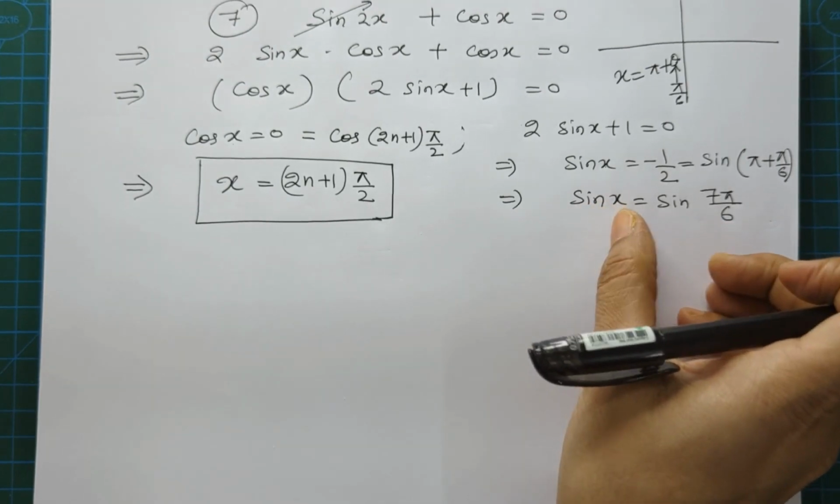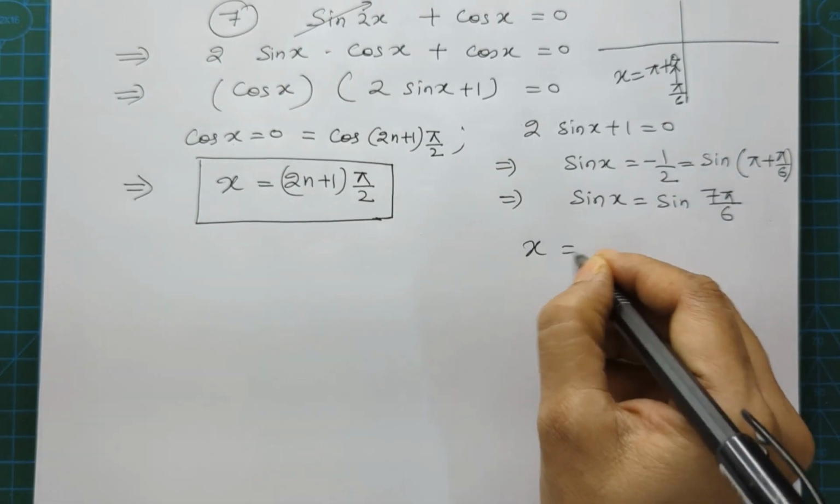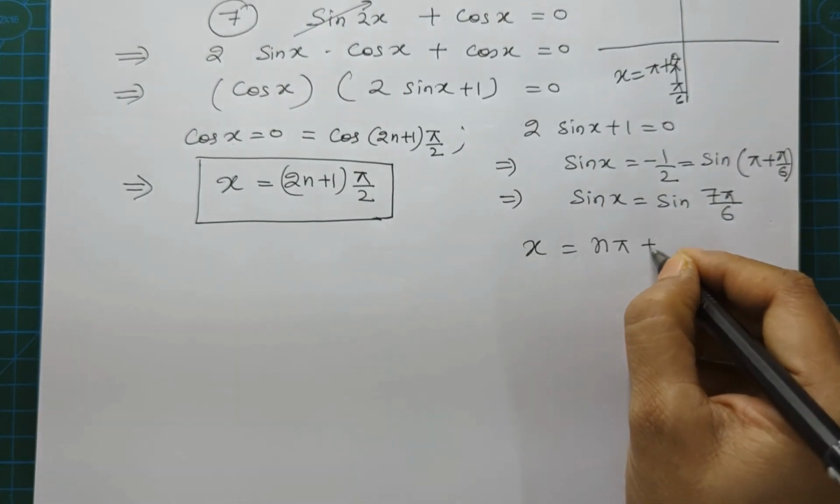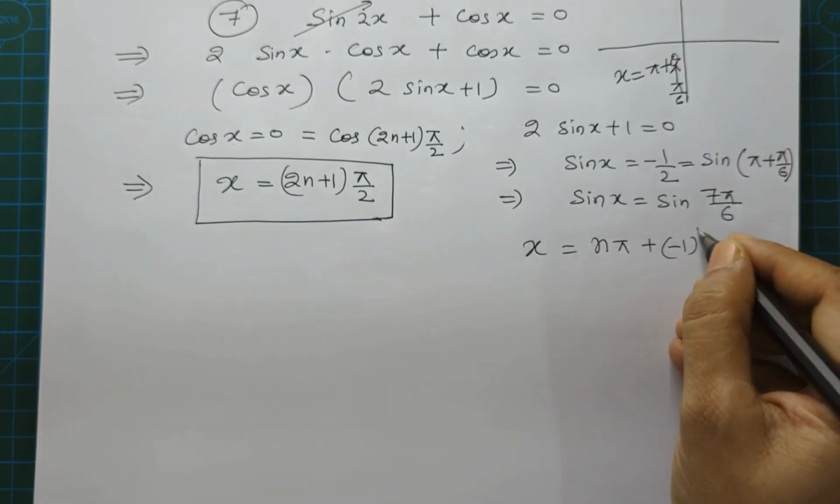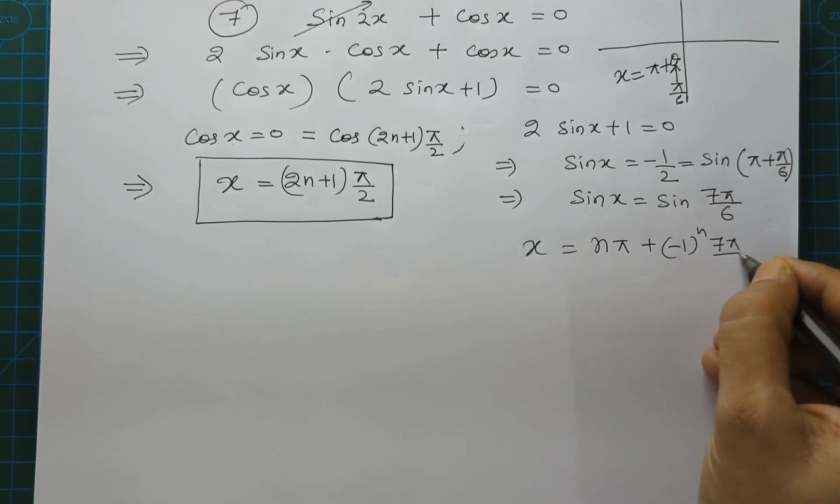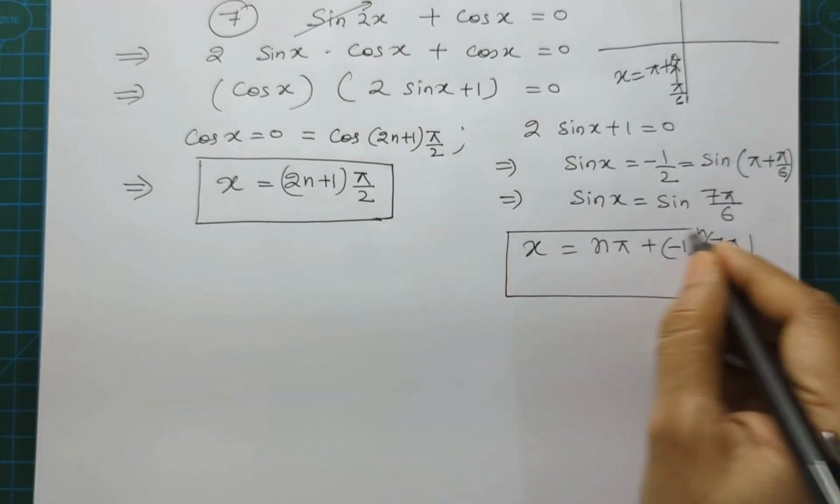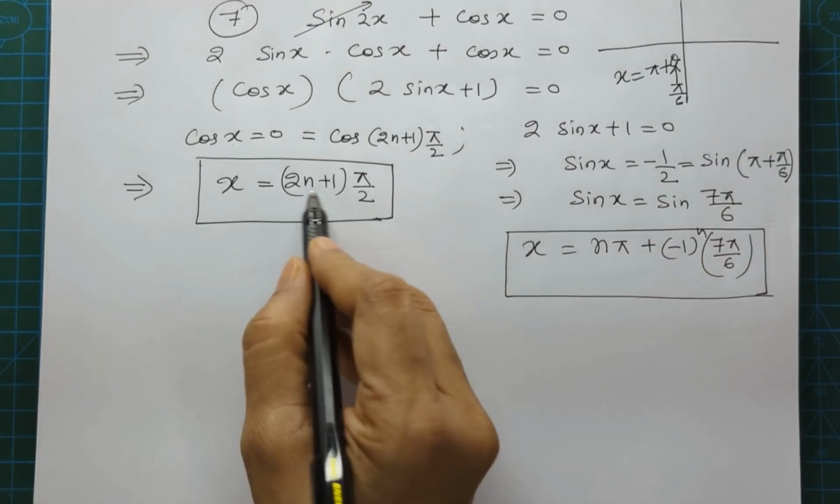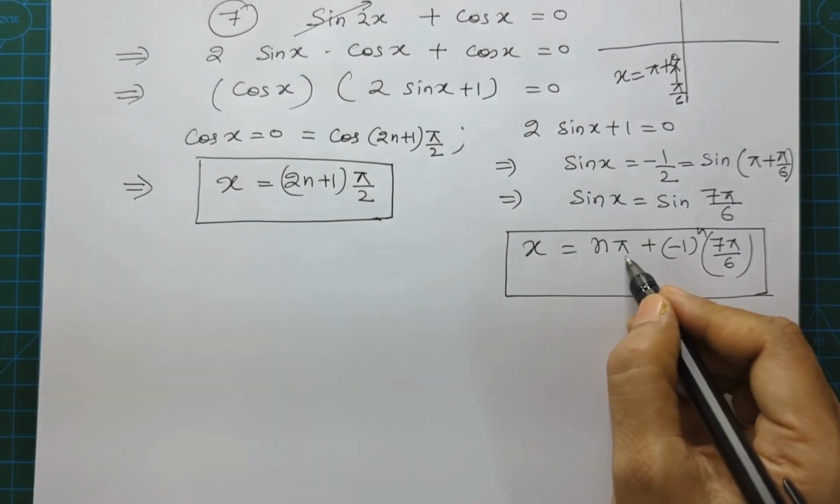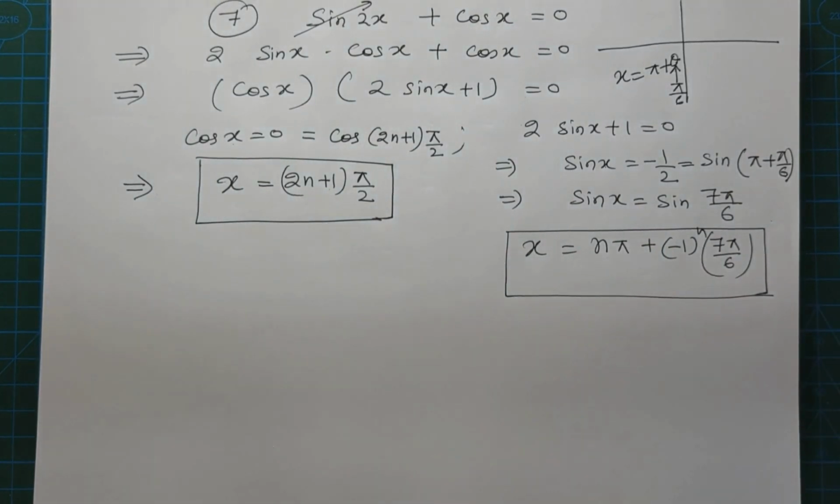If sine x is equal to sine y, then x is equal to n pi plus minus 1 to the power n y. And here y is 7 pi by 6. So the solution to the given equation is either (2n plus 1) pi by 2 or n pi plus minus 1 to the power n, 7 pi by 6.